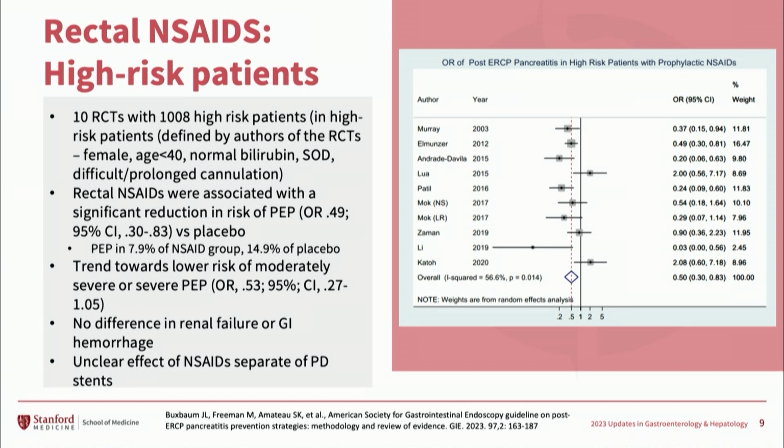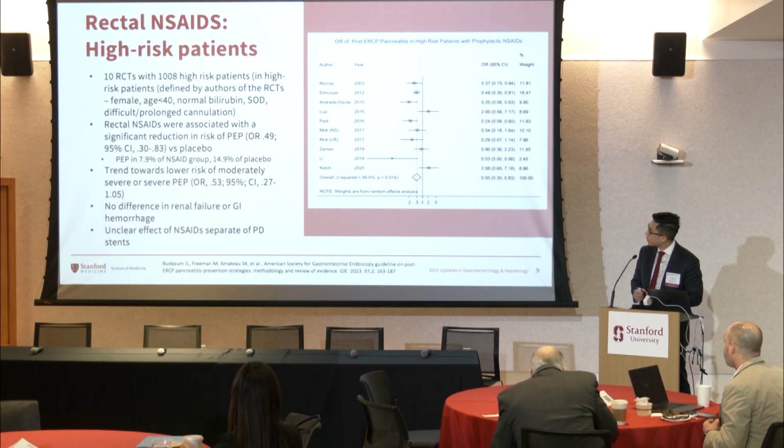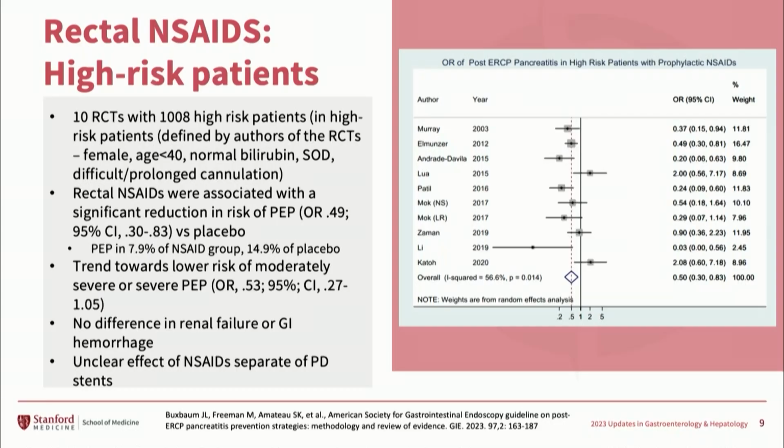There's a lot of heterogeneity in these trials that I'll point out here, and that's in part due to the varying definitions of what constitutes a high-risk patient. In the older trials, most of these are related to, again, SOD, and in more recent trials, difficult cannulation.